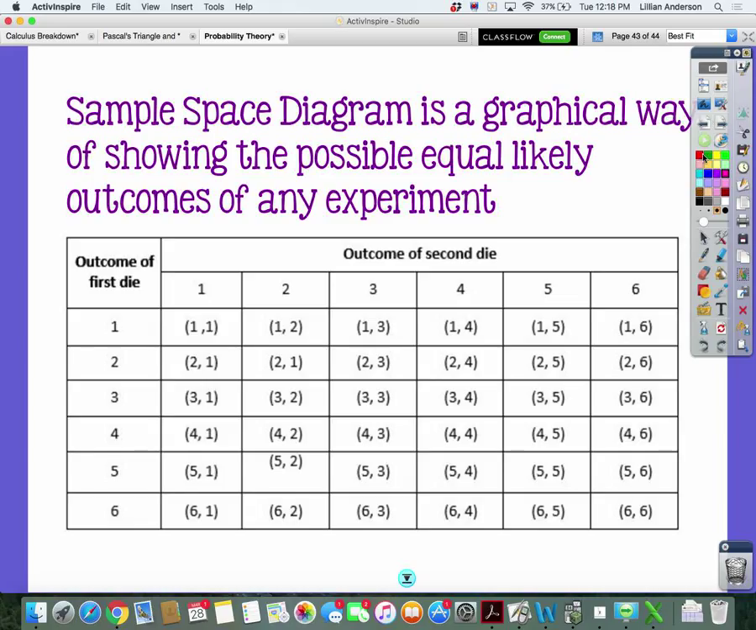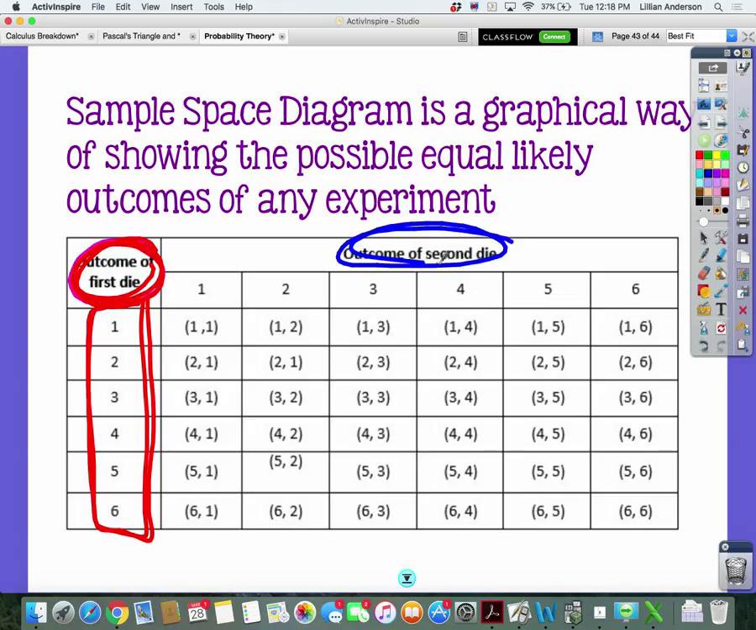So look at this. Make this one your red die, so all these are red. Make this one your blue die. It's just another visual to kind of help you out.